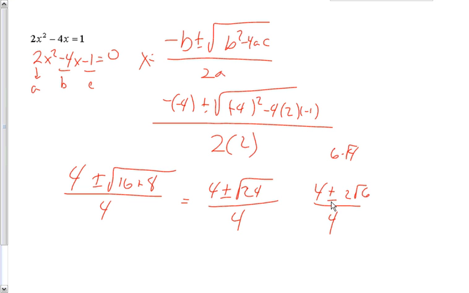All four of them. All three of them. 2 goes into all three of those numbers. So it's 2, 1, and 2. So 2 plus minus radical 6 all over 2. A lot of times we leave it with the plus minus. Remember, there are two solutions to it: 2 plus radical 6 over 2 and 2 minus radical 6 over 2.